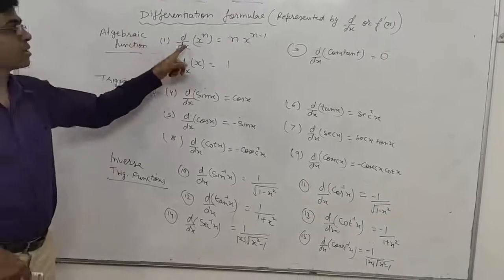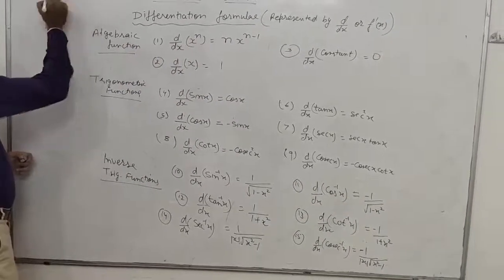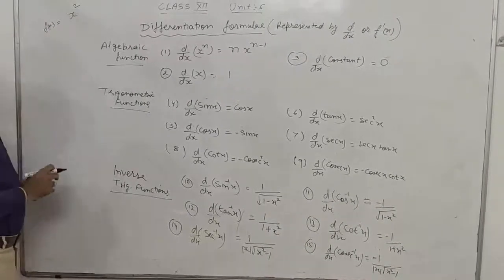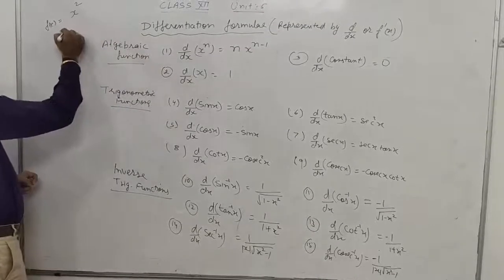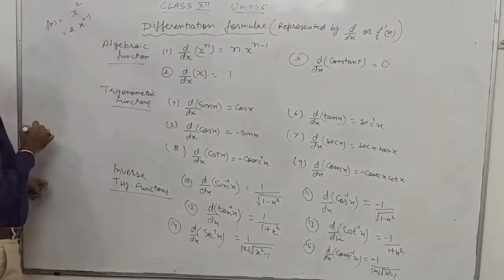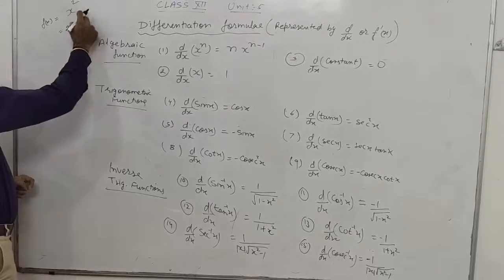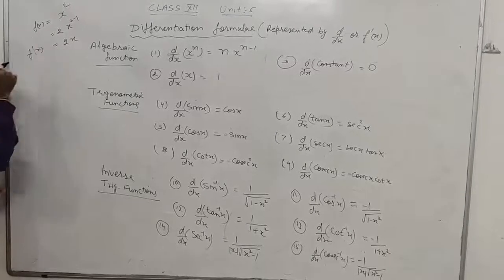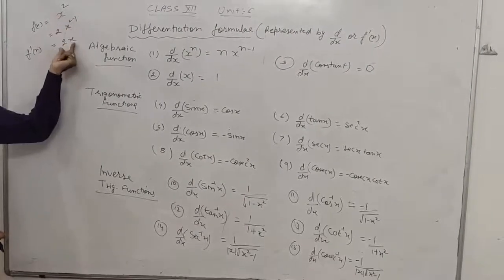So the algebraic function x raised to the power n. Whenever there is something like x square, the function is f(x) equals x square, and you have to differentiate this with respect to x. So what will come? Whatever the power is, that will come outside, and one power is subtracted. Here the power was 2, so 2 minus 1, and the answer will be 2x. So f dash x, the derivative of the x square function, will be 2x.